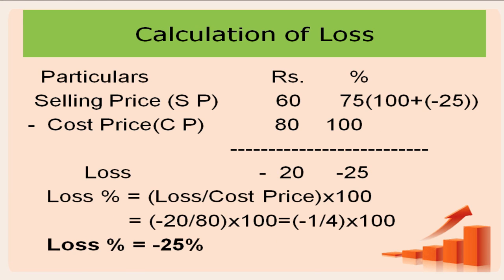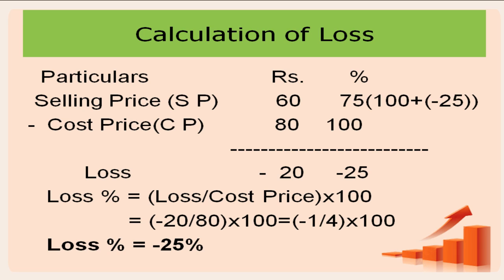Now we are going to see calculation of loss. In the given situation, selling price is rupees 60, cost price is 80. For all the given situations, profit or loss is equal to selling price minus cost price only. If the resultant amount is positive, then it is called profit. If the resultant amount is negative, then it is called loss. Here selling price is 60 rupees and cost price is 80 rupees. Therefore the resultant profit or loss is equal to 60 minus 80, that is equal to minus 20.